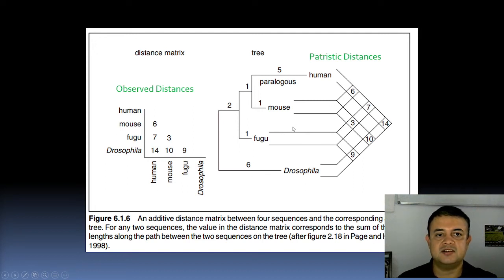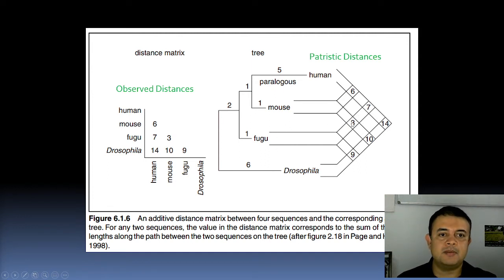The patristic distances are presented here. The patristic distance means the distance between all these things. So this distance and this distance are all the same. Here you can see that the least is 3. That is mouse and fugu, the least one. The least distance means most similar.